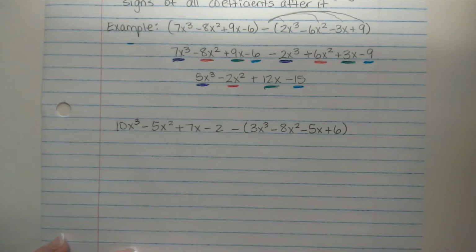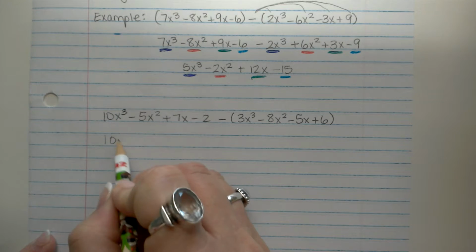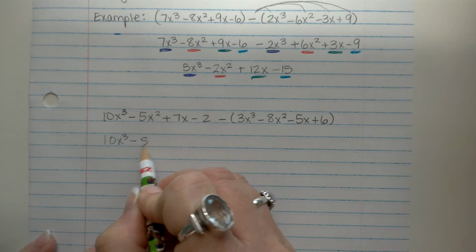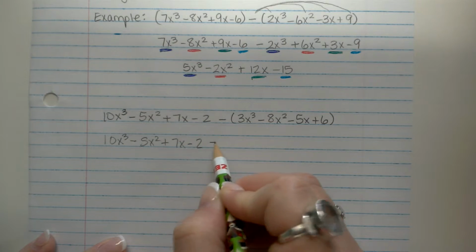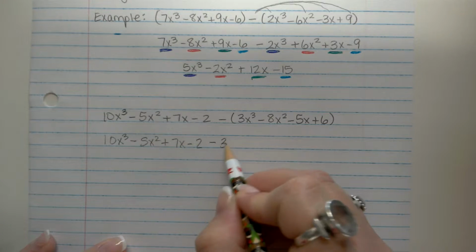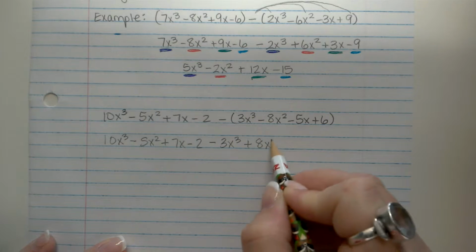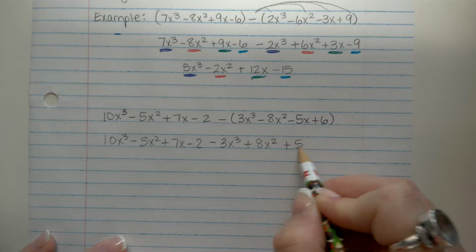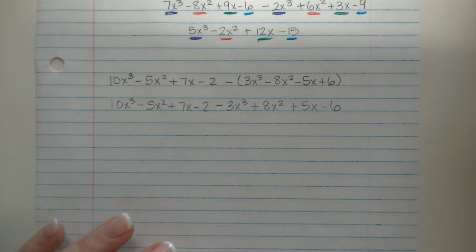So let's take a look and do one similar. I would just rewrite the 10x cubed, the 5x squared, the 7x, and the 2, and then distribute this so that each of these terms is the opposite sign that it was originally, so that I don't have to worry about what my eyes are looking at and the math that I'm trying to do in my head.